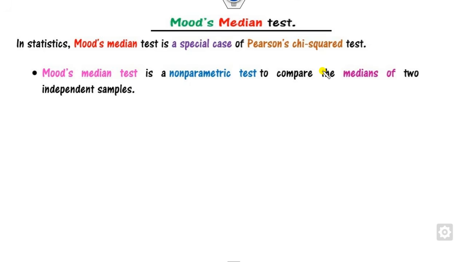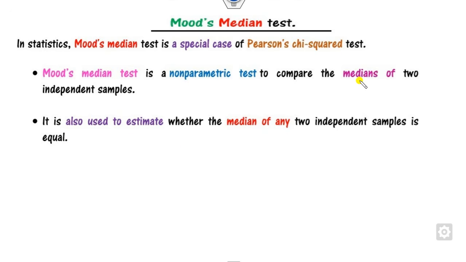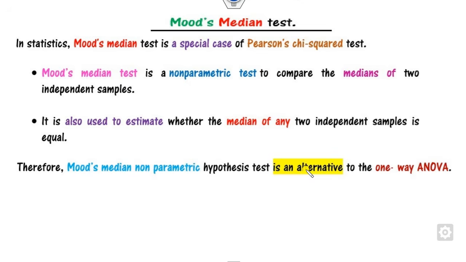This Mood median test is a non-parametric test widely used to compare the medians of two different independent samples. However, it is also used to check whether the medians of any two independent samples are equal or not. So your hypothesis will always be median 1 equals median 2. You have to check whether this is correct or not.